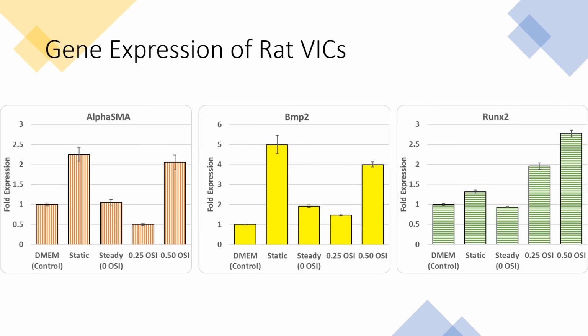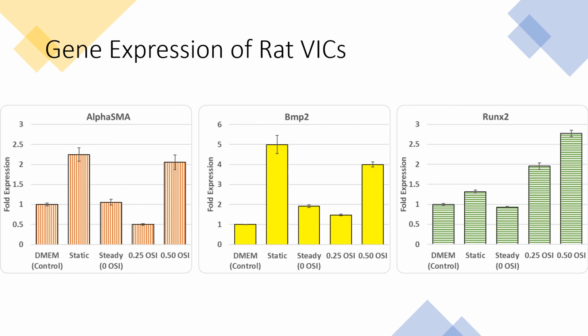Gene expression data from valve interstitial cells also show an upregulation of BMP2 and RUNX2 in the high OSI group. These expressions are associated with calcification responses. The static group also exhibited an increase in BMP2 expression, and this may be due to extremely low or zero shear stress, which is known to be associated with calcification in vascular systems.